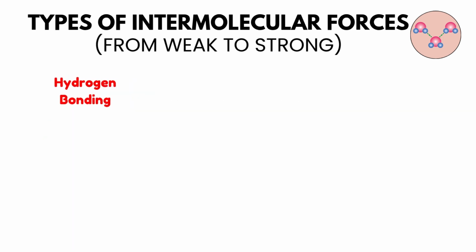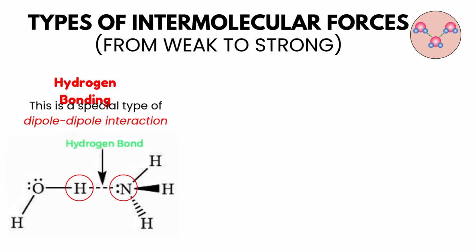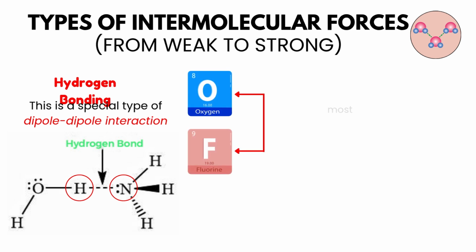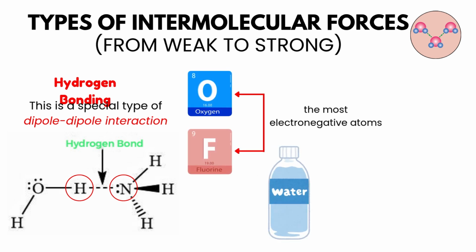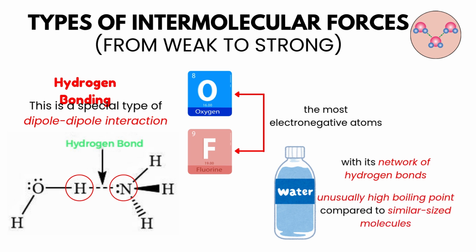Hydrogen bonding. This is a special type of dipole-dipole interaction, and it's strong. It happens when hydrogen is bonded to nitrogen, oxygen, or fluorine, the most electronegative atoms. That's why water, with its network of hydrogen bonds, has an unusually high boiling point compared to similar-sized molecules.